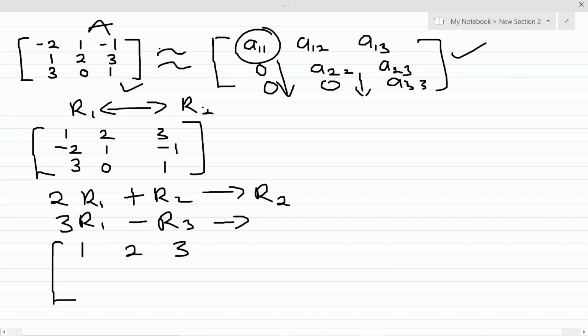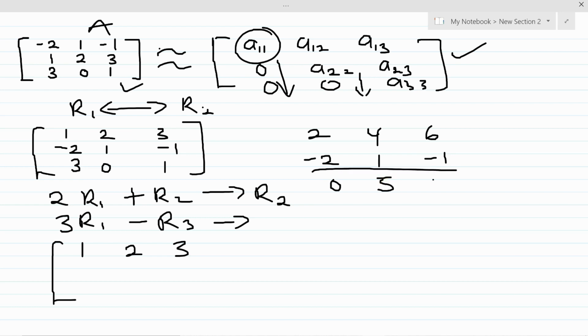So here, 2 times row 1 plus row 2. 2 times row 1 will give me what? 2 times 1 is 2, 2 times 2 is 4, 2 times 3 is 6. Now I add it to row 2 to get my new row 2. I'll get negative 2 plus 2, which is 0, then negative 1 plus 6, which is 5, and 5. Then I write this as my new row 2. So I get 0, 5, 5.